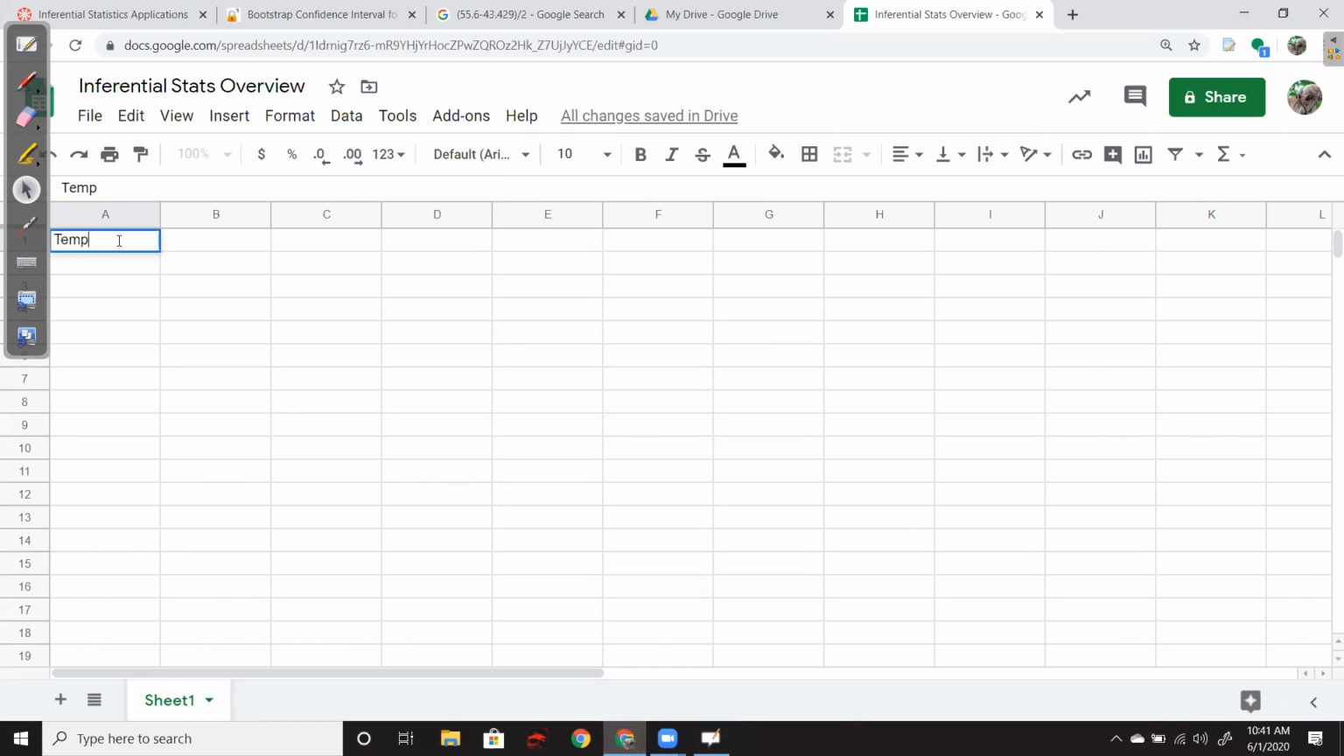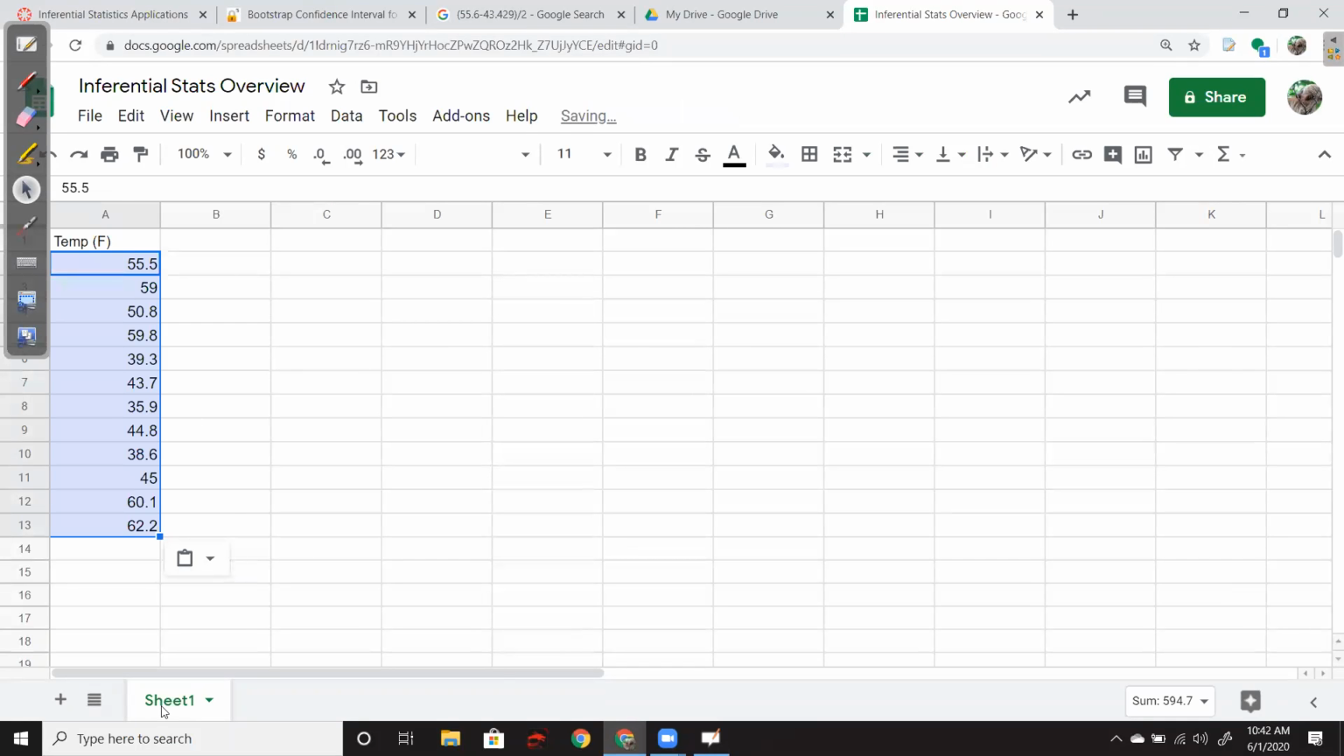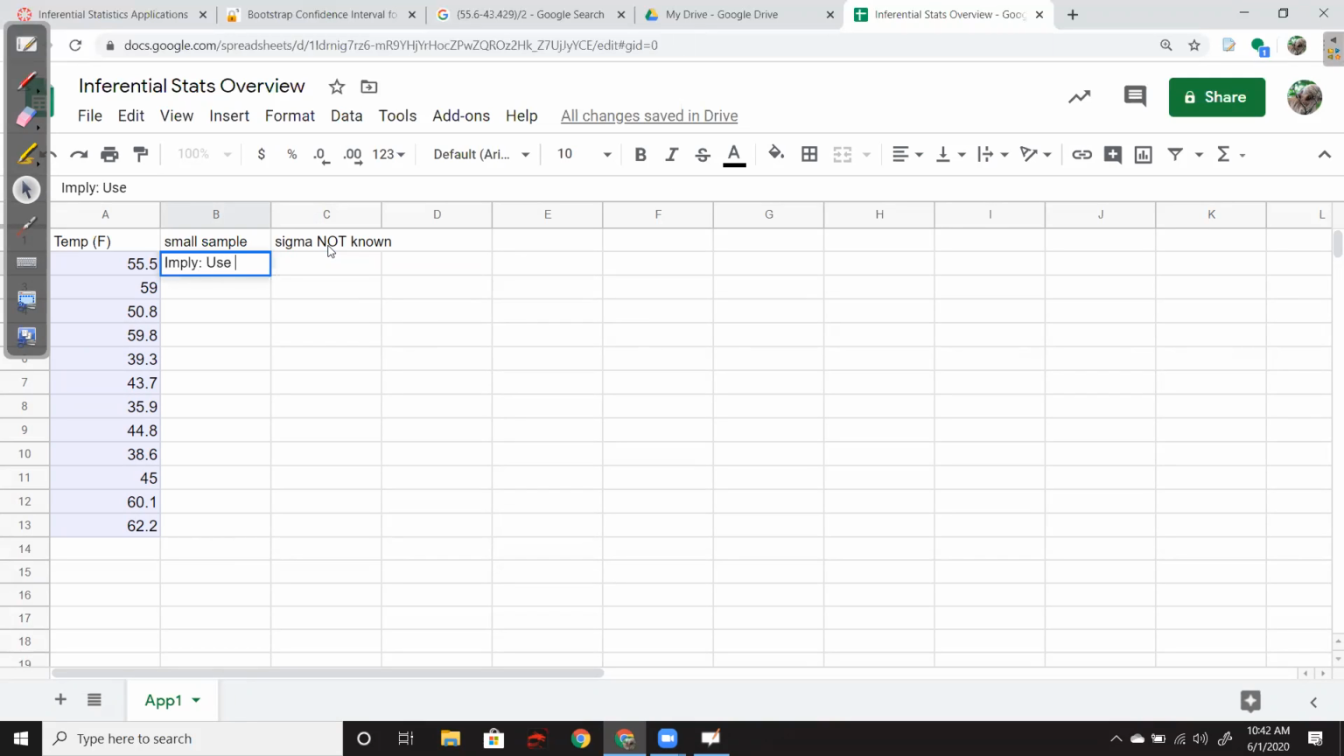So we have temperatures in Fahrenheit. Get those, and you should label everything, very important. This is app 1 down there. All right, so a couple of notes here. I have a small sample, and I was given no information about the population standard deviation. So that is sigma, not known. And those pieces of information imply use t-dist, not the normal dist.